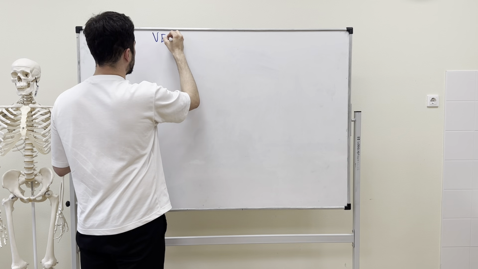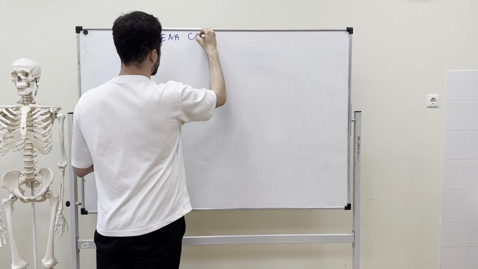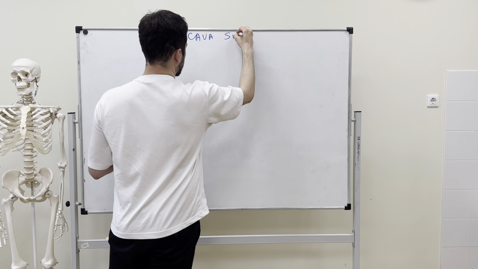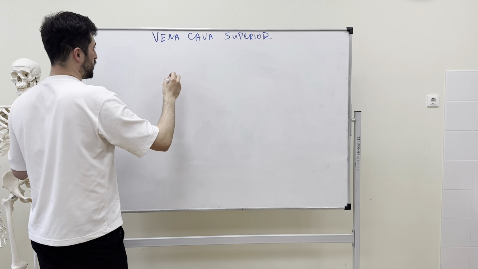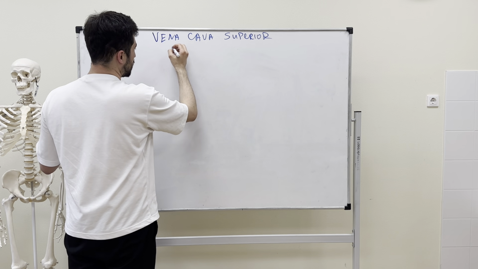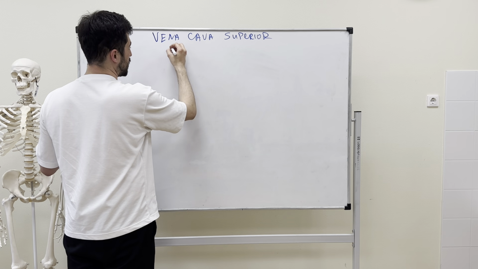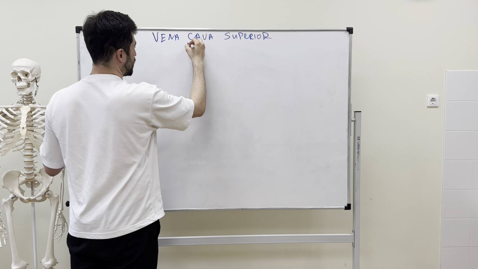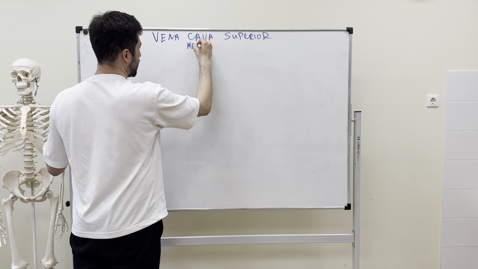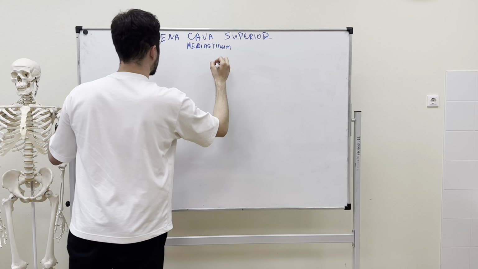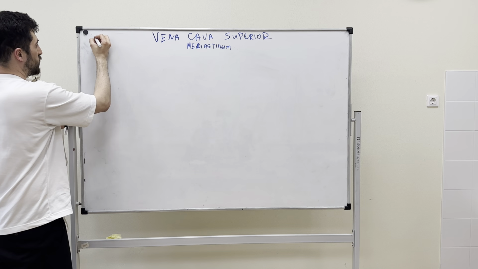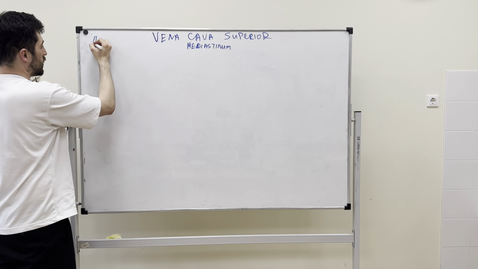Vena Cava Superior. Okay, Vena Cava Superior is located in which part of our body? It's located in the mediastinum, right? Which mediastinum? If we repeat the mediastinum, what will be the structure here?